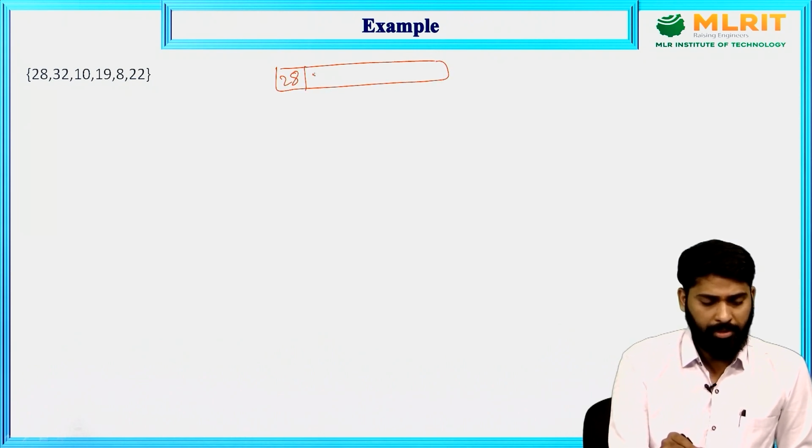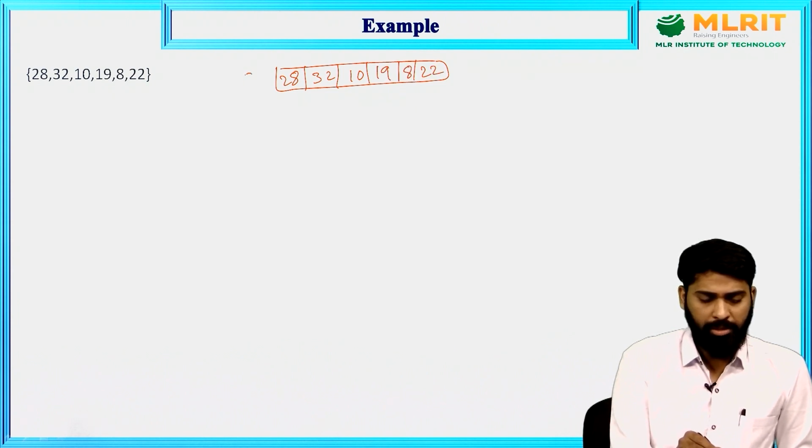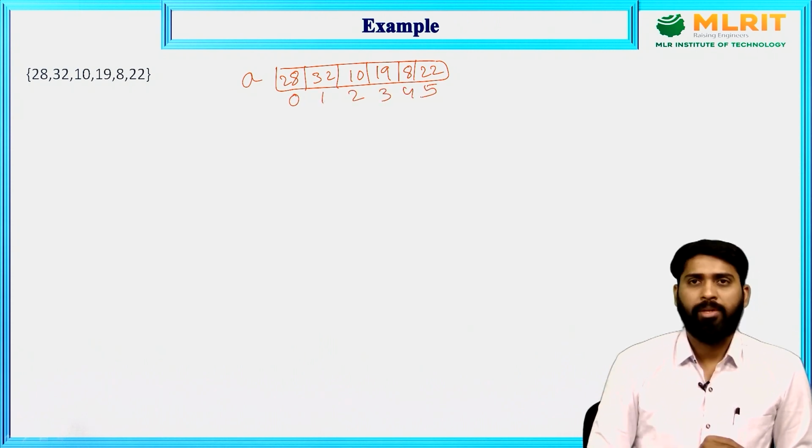28, 32, 10, 19, 8, 22. So let us assume this is the array A. These are the indexes 0, 1, 2, 3, 4, 5. What is the first step?